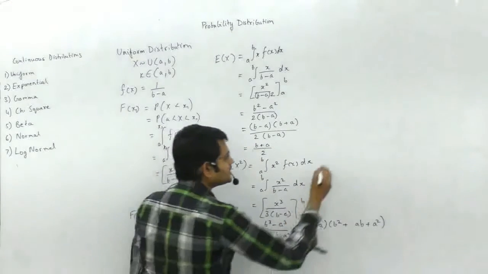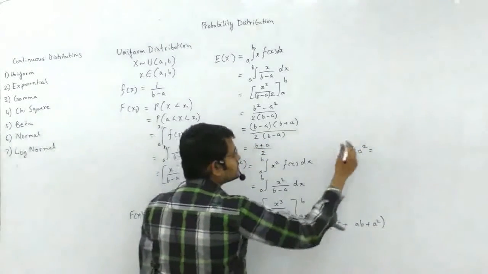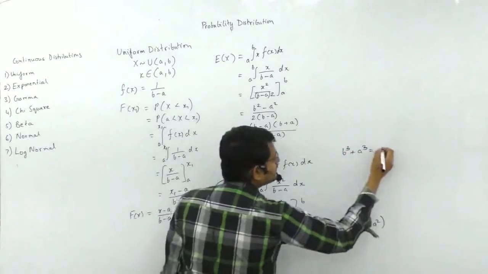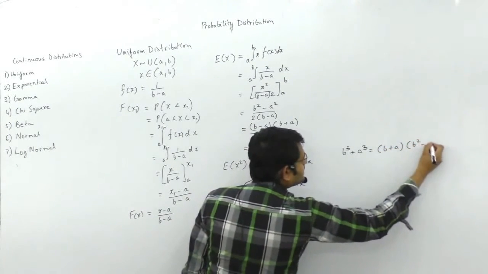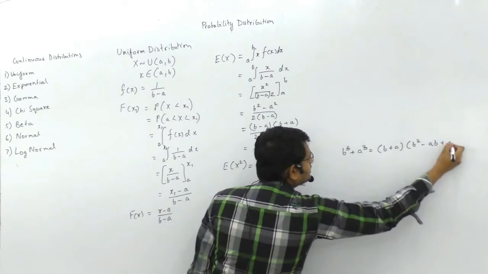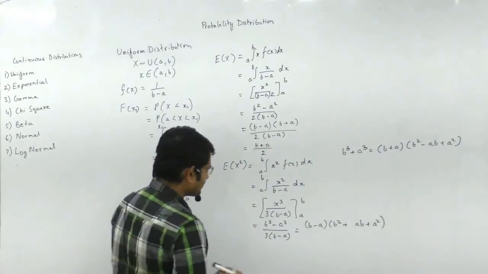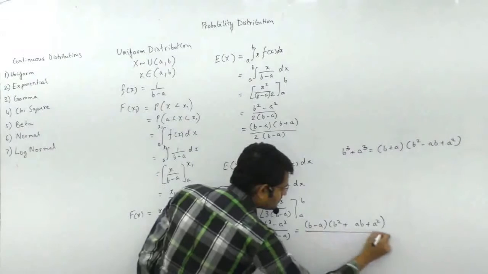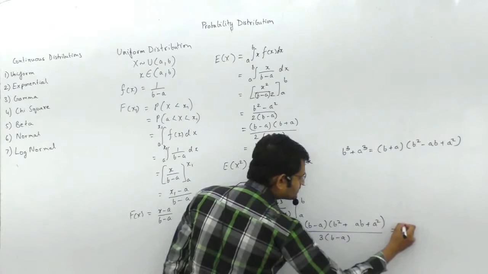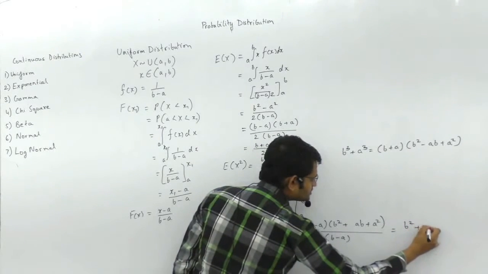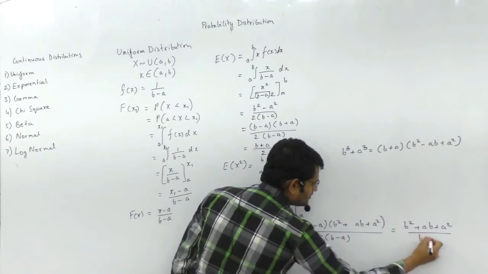Now similarly, if I had b cube plus a cube, that could have been written as (b plus a) into (b square minus ab plus a square). We are not going to use this formula, but just for general reference, we should know these formulas. And this finally gives us (b square plus ab plus a square) by 3.